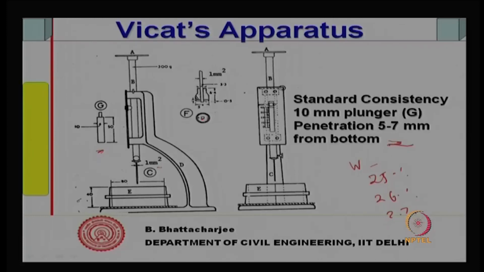So, how much it is from the bottom, that you can find out. The water content or moisture, W by C expressed as percentage, at which the needle penetration becomes between 5 to 7 corresponds to standard consistency. So, you can see that this is purely an empirical test devised by Vicat in order to come to that standard consistency.